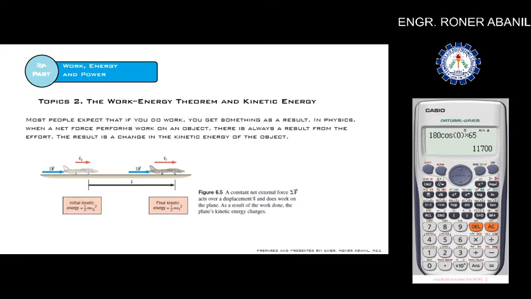So, to gain some insight into the idea of kinetic energy and the work energy theorem, let's see this figure here. A constant net external force F acts on an airplane of mass M. This net force is the vector sum of all external forces acting on the plane. And for simplicity, it is assumed to have one direction of the displacement, which we call S.